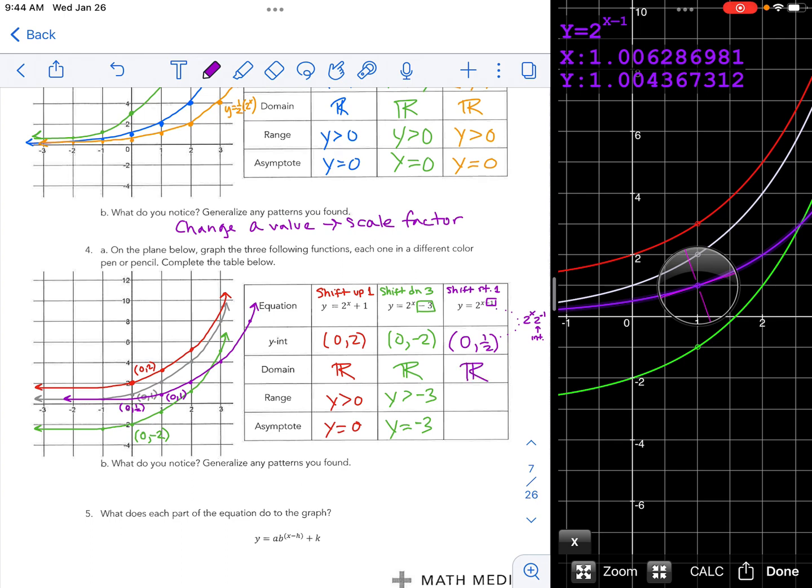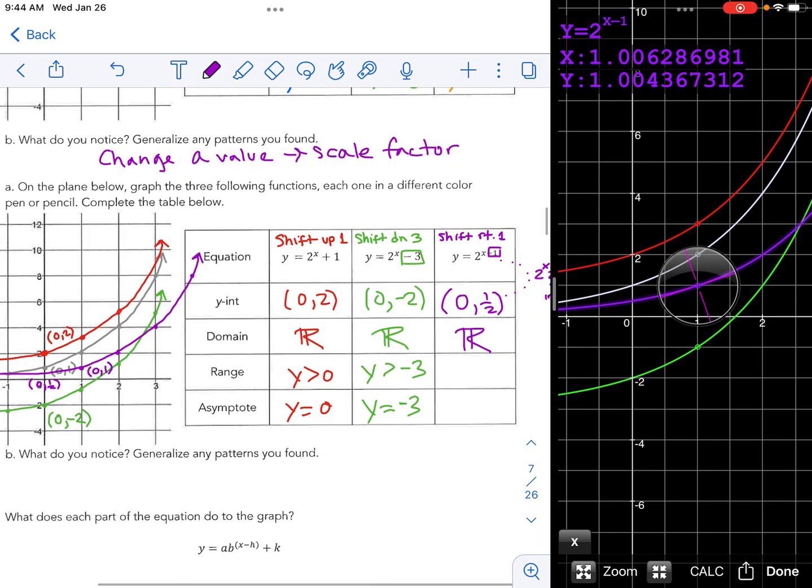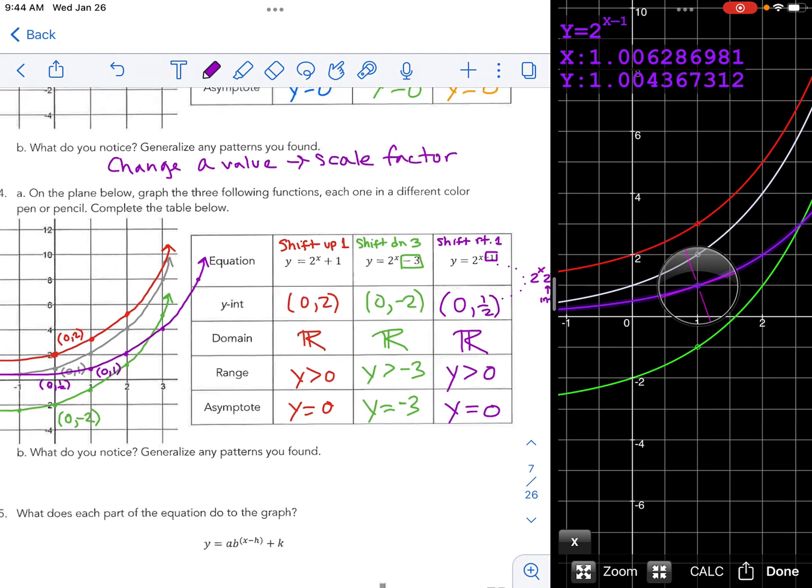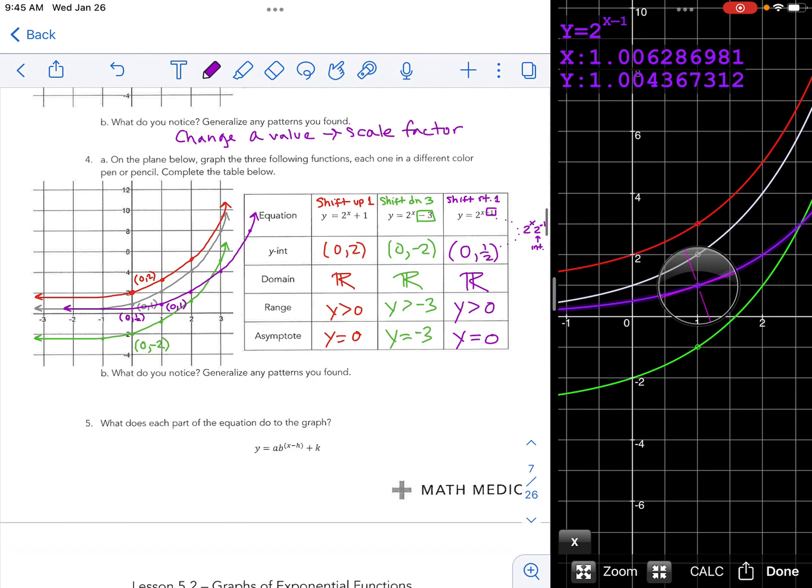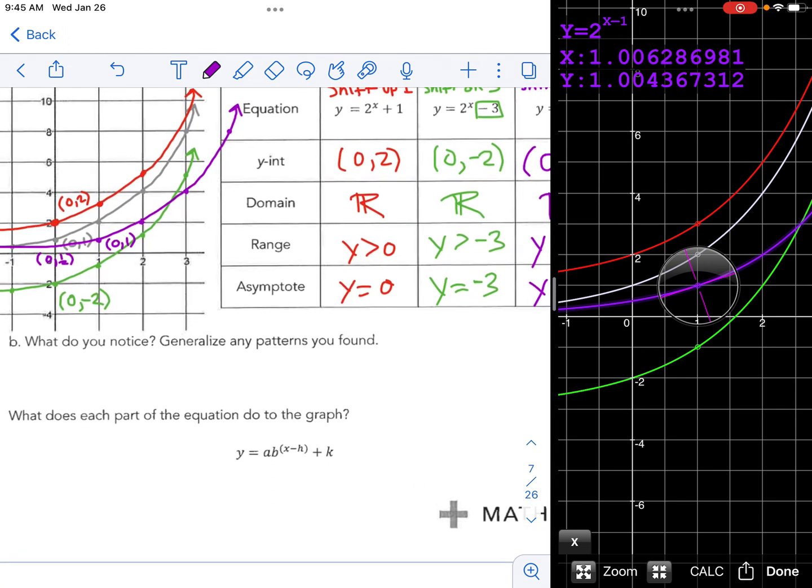From left to right, we still use all the reals. We're sliding left to right, not up and down. So we're still with the parent function with the asymptote at y equals 0, and we're still using quadrants 1 and 2. We're still that has positive numbers for the range.